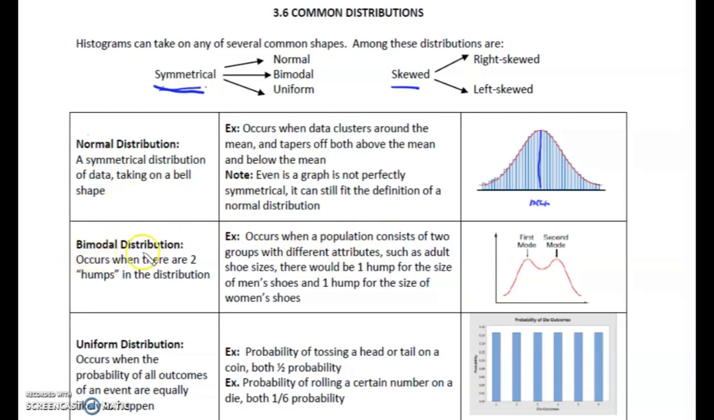Okay, bimodal distribution. This occurs when there are two humps in the distribution. For example, it occurs when a population consists of two groups with different attributes, such as adult shoe sizes. The first hump could be the first mode, maybe men's shoe sizes, and then the second hump, women's shoe sizes.